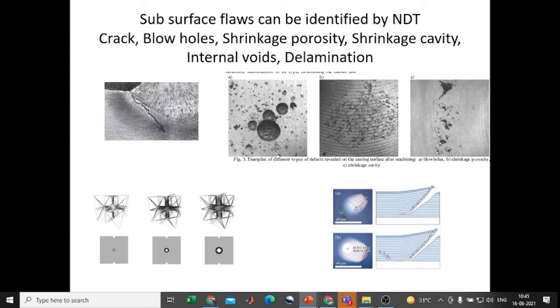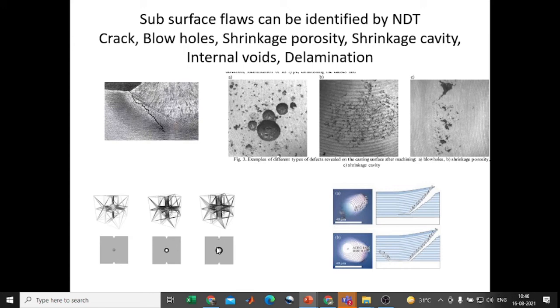So there is a metal shortage, the liquid metal supply inside the cavity is not enough, and these kinds of shrinkage cavities are present in the material. These cavities we can also identify with the aid of non-destructive testing procedures, with the ultrasonic test and radiographic test.